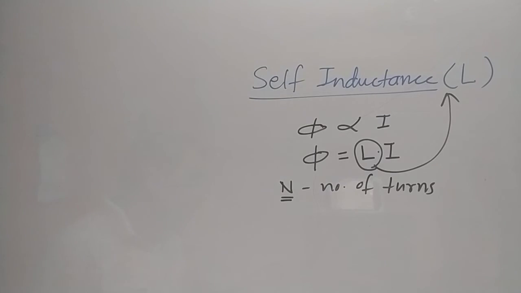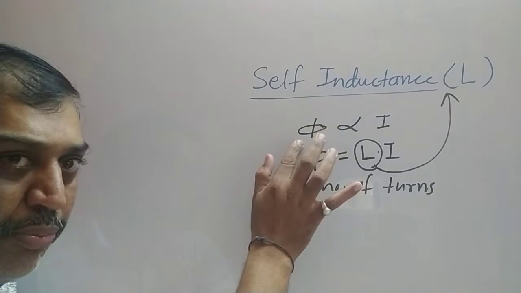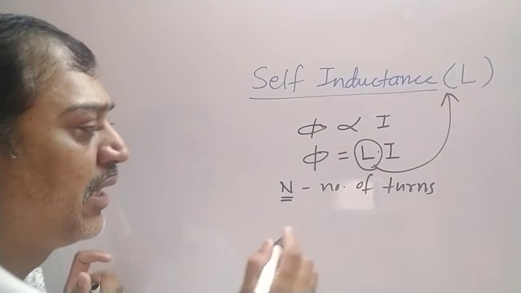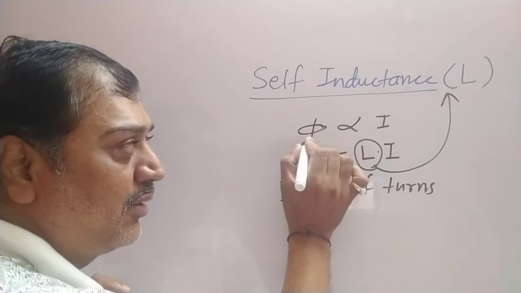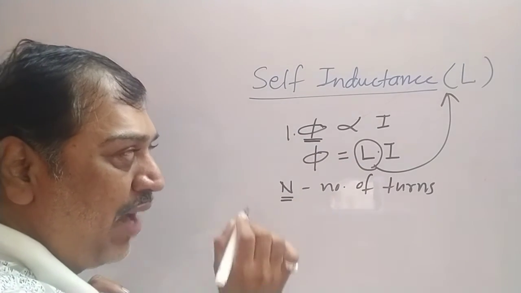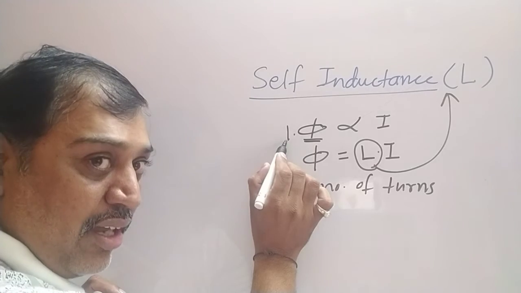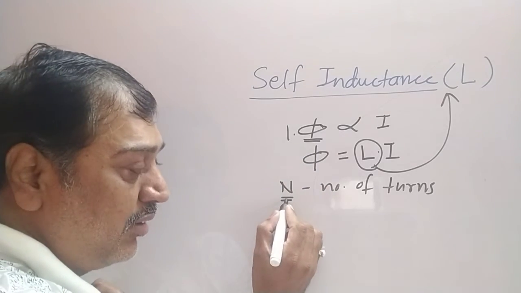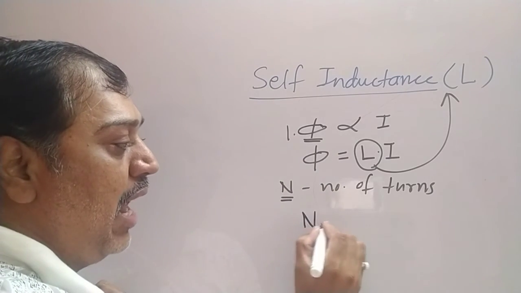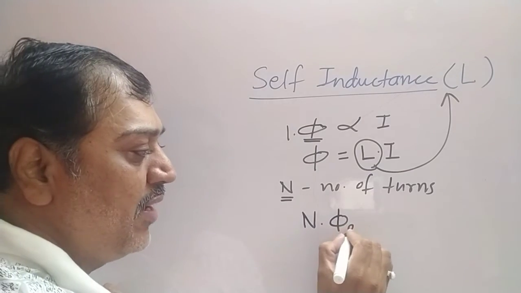Suppose then we can write the same equation. The equation phi directly proportional to I, written for a single coil, single turn, is 1 into phi. How many turns now? N. So it is N into phi suffix B.